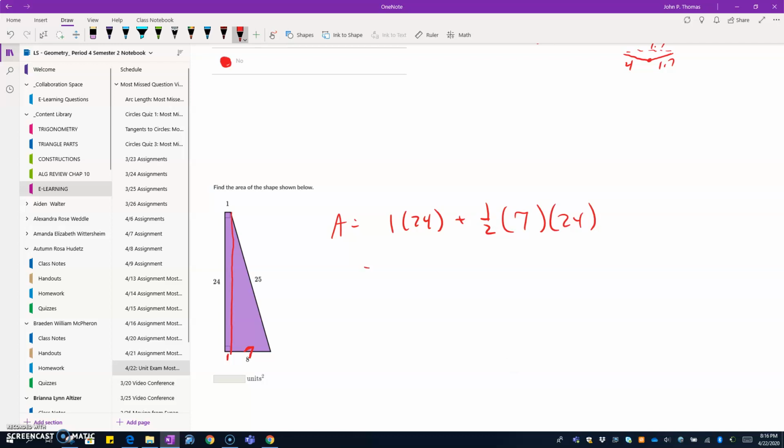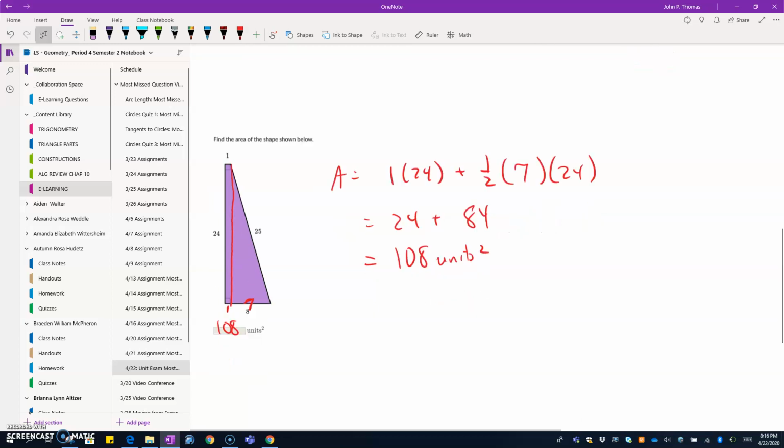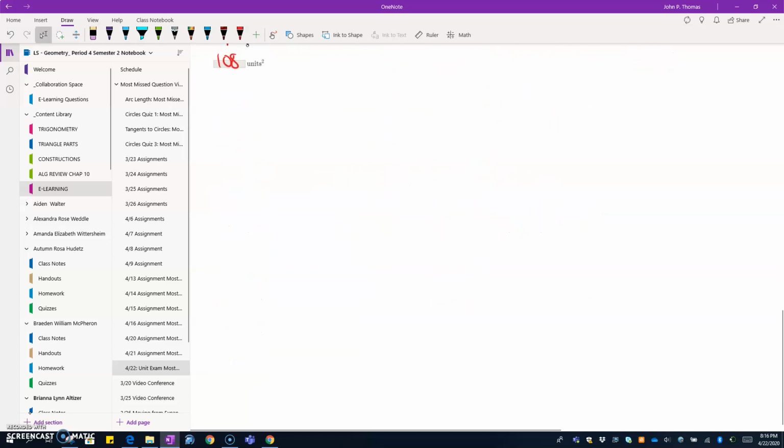So if I push this together, I get 24 plus half of 24, which is 12, so I have 12 times 7, and 12 times 7 is 84. If I push those two together, I get 108. So the area on that one is 108, and it would be units squared.